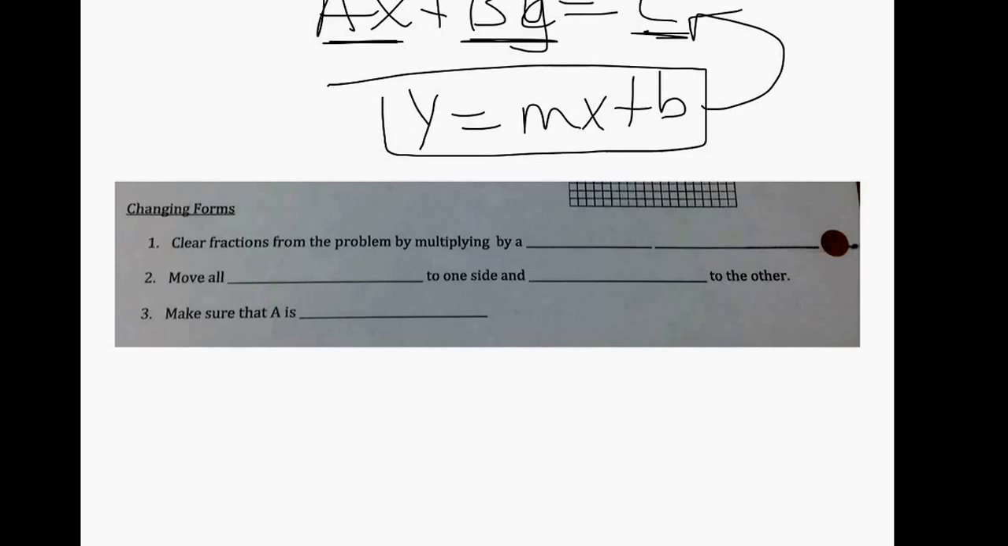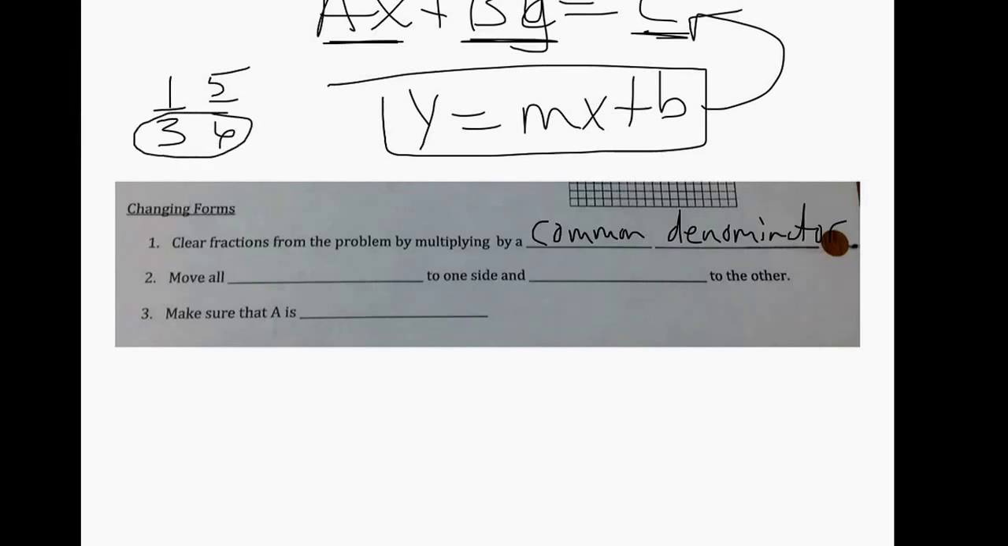We clear the fractions from the problem by multiplying by a common denominator. And so that's just like back when you were in elementary school. You're trying to get a common denominator. So if you have fractions like 1/3 and 2/6, or let's don't do 2/6 because that actually reduces to the same. Let's do 5/6. So if you had 1/3 and 5/6, you look at these, they have a 6 in common, so the common denominator would be 6, and that's what you're looking for.